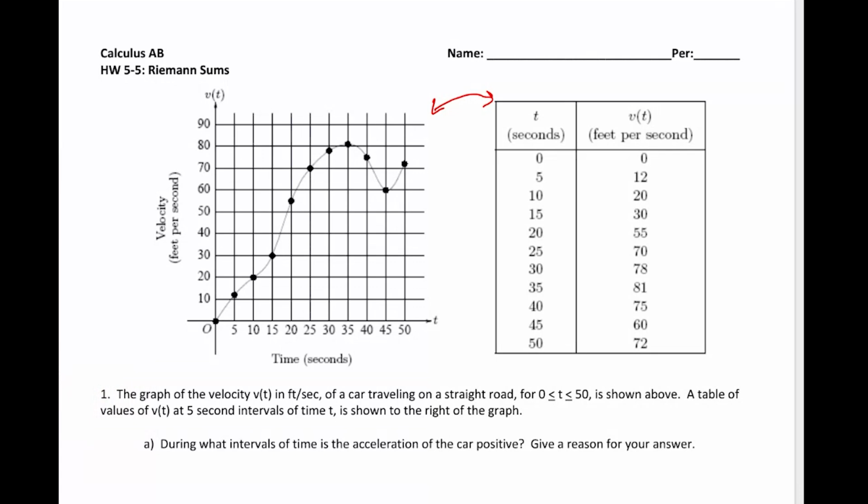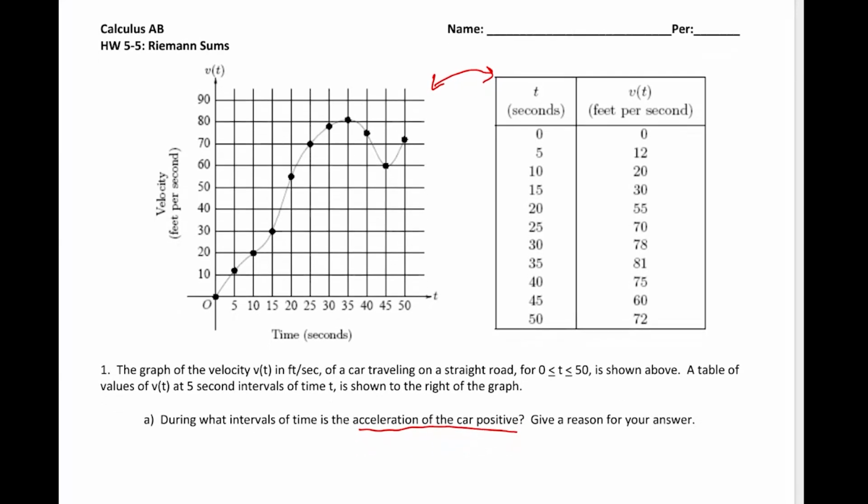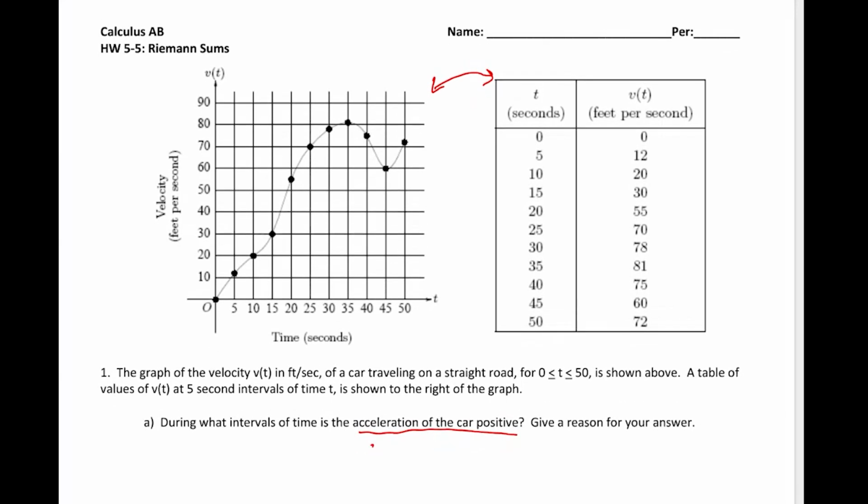Okay, the first part of this question says, during what intervals of time is the acceleration of the car positive? So the acceleration will be positive when the slope of the velocity is positive. So what we're looking for is the velocity needs to be increasing. This is going to be a lot easier to see on the graph, I think, than the table, although you can kind of see it on the table too.